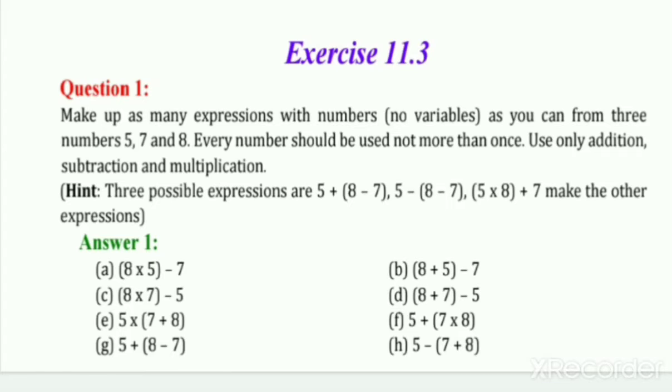As an example, the first is 8 multiply 5 bracket close minus 7. Next, we can replace multiply using addition, so 8 plus 5 minus 7. Next, we can have 5 plus bracket 8 minus 7. So in this way we can see many expressions, right?